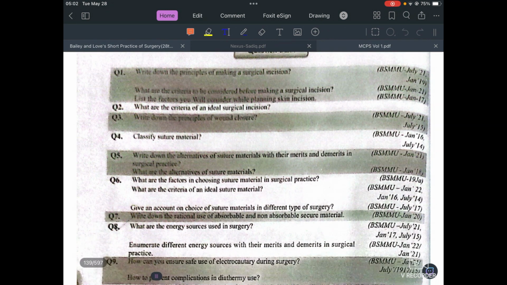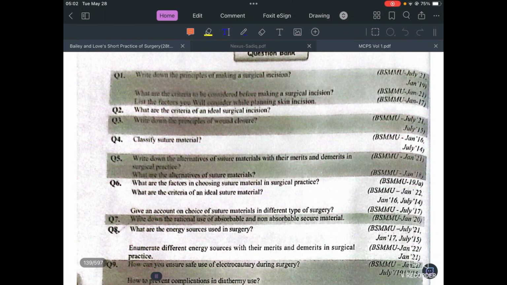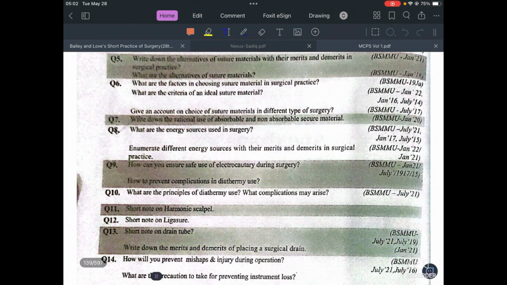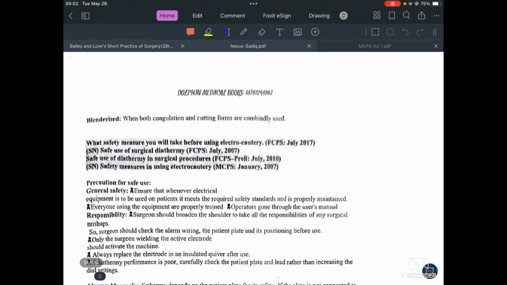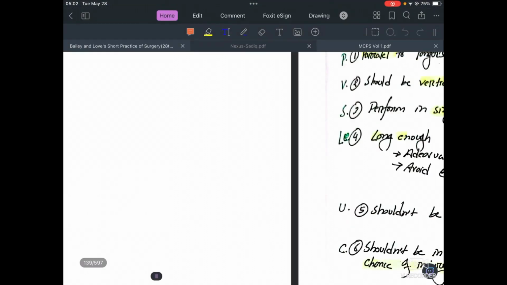So here we have to see that there is a same question regarding diathermy: the safe use of a diathermy energy source. Ensure safe use of electric cautery during surgery. This question number 9 is the same question in the MCPS volume 1. What is the safe use of diathermy? These both are the same, so we can learn from here.